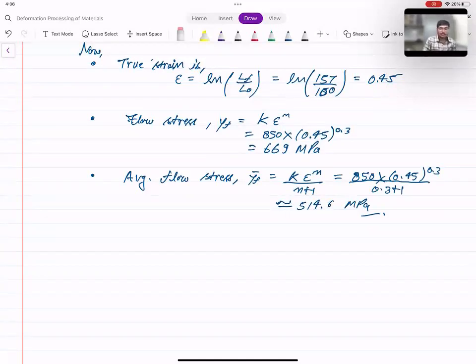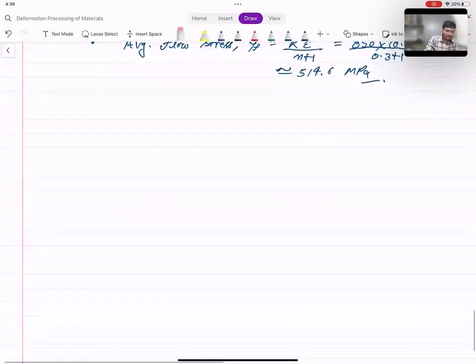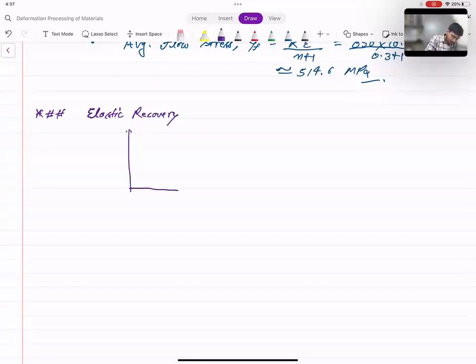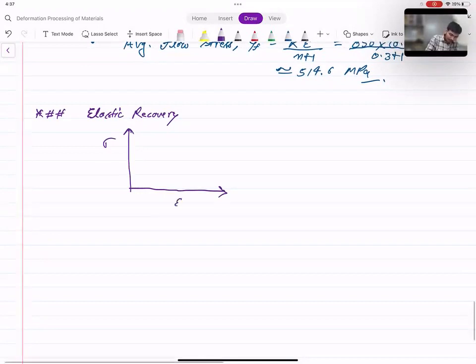Now let us see a small concept related to the elastic recovery, which is observed during the deformation of materials. Let us look at it very briefly. So it will be elastic recovery. Suppose this is the stress strain diagram of a material, this is the applied stress and this is the strain here.